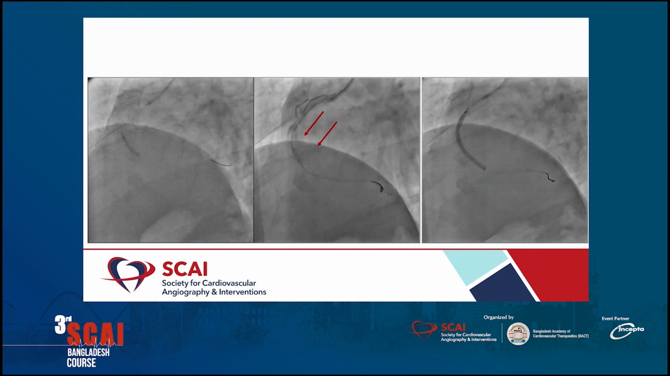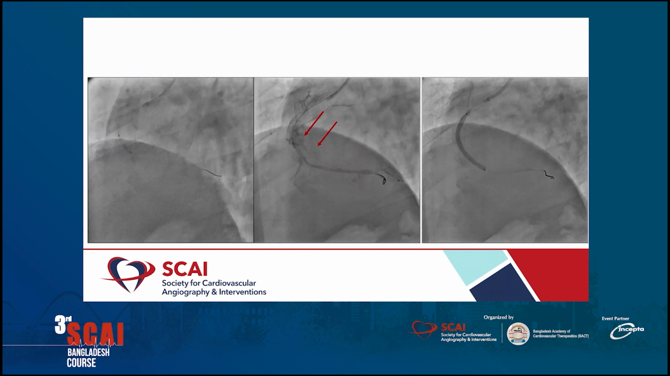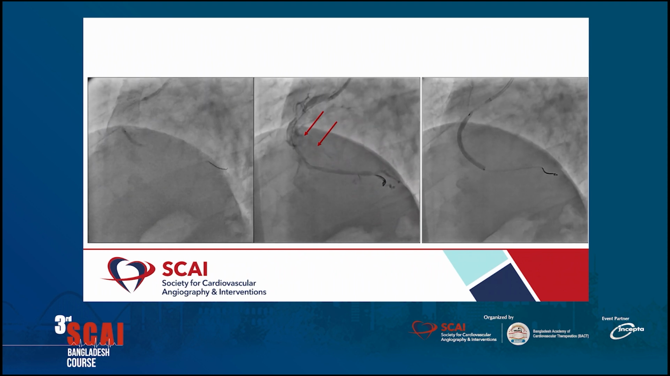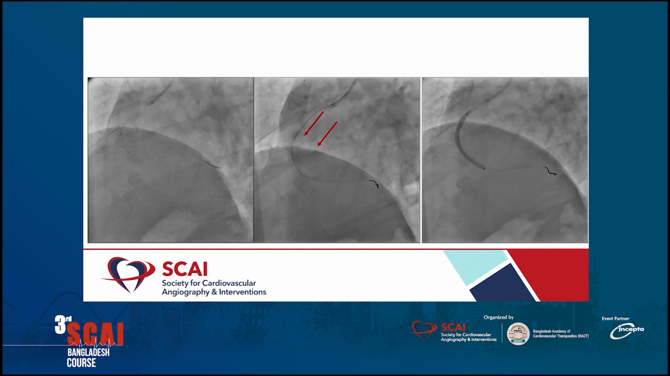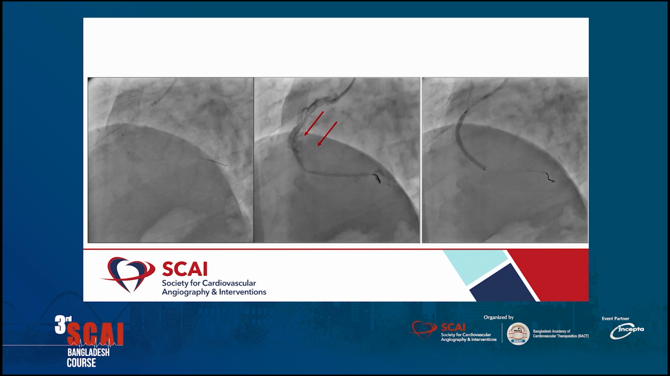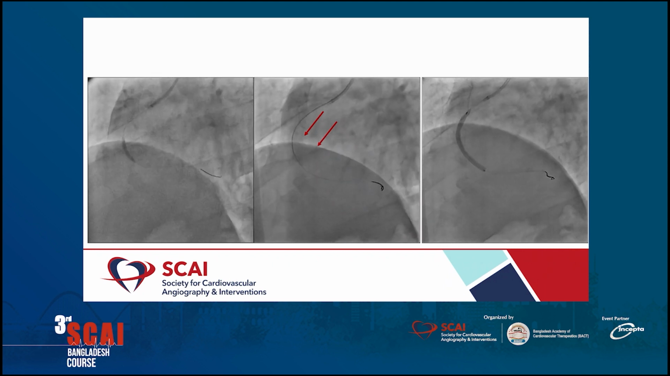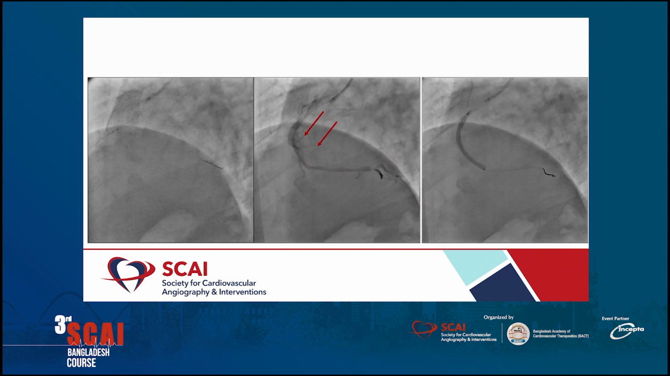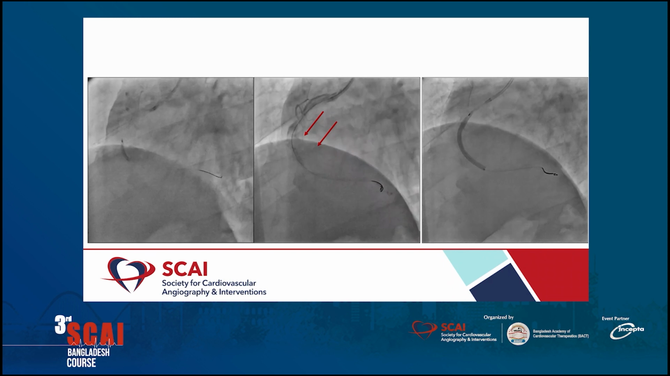Then we took a picture. We can see there is frank spillage of dye in the mid part. So there was a perforation. Very quickly, we went down with a balloon, and after prolonged inflation, the perforation sealed, and we stented the vessel with a 2.75 x 32 millimeter stent.